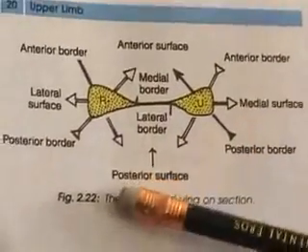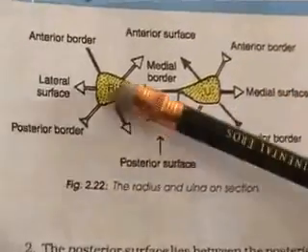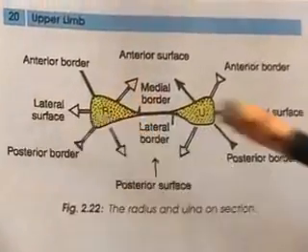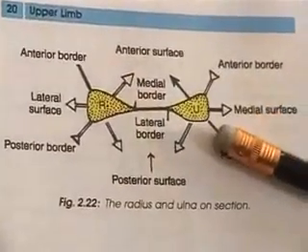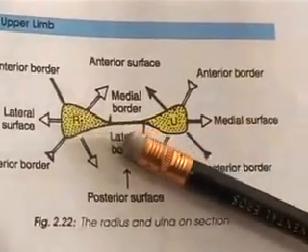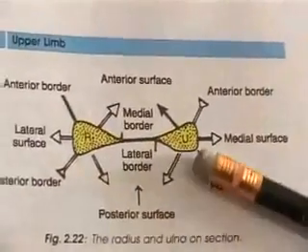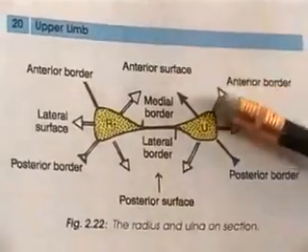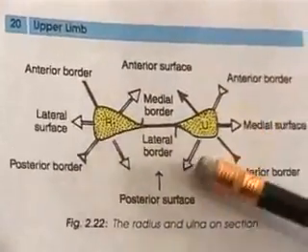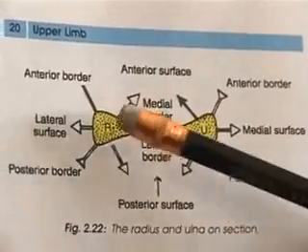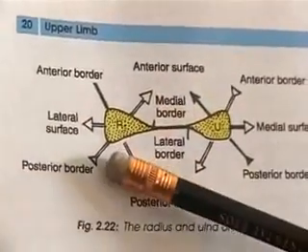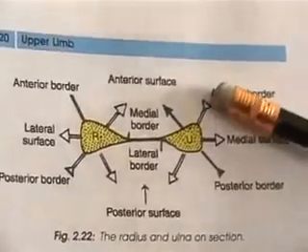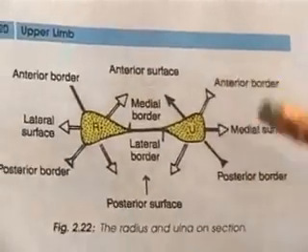This is a section of radius and ulna. The lateral surface of radius is big and the medial surface of ulna is big. Interosseous border is the medial border of radius and the lateral border of ulna, the anterior surface of both the bones and the posterior surface of both the bones. Anterior border of radius, posterior border of radius, and anterior and posterior border of ulna.